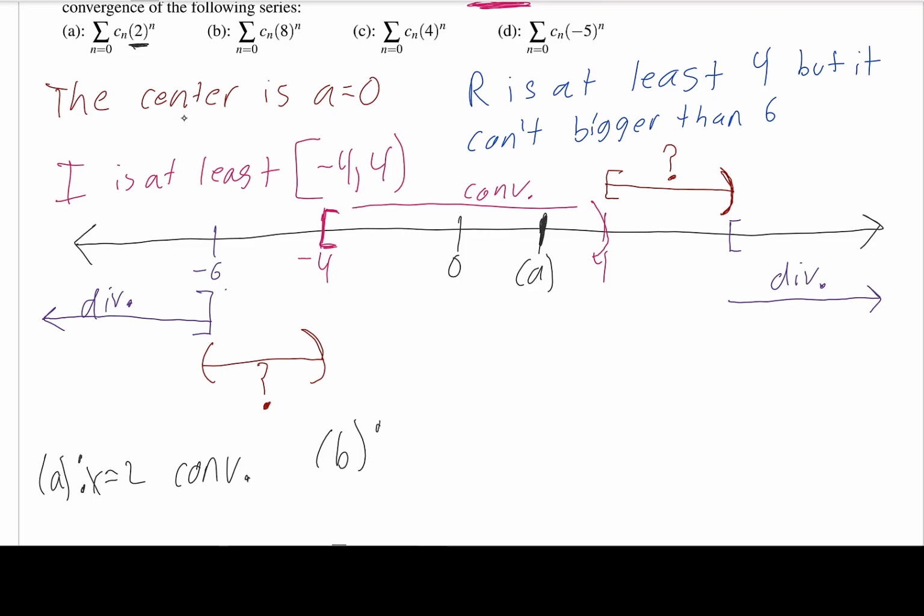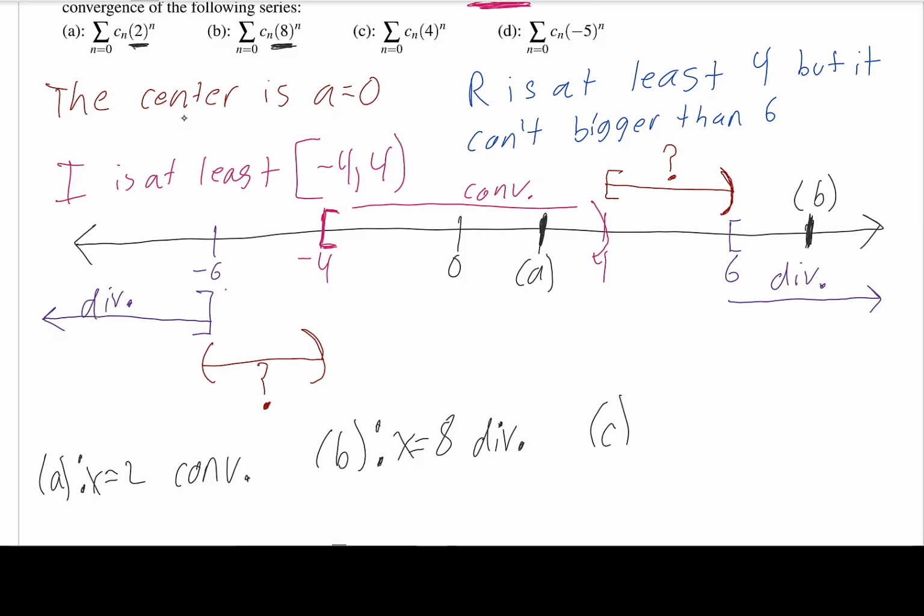Now let's look at part B. For part B, we're given that x is equal to 8. Sorry, I didn't mark this down. So this is B right here. And this is then the area that we know diverges. Oh, sorry. We had x equals 8. Diverges.